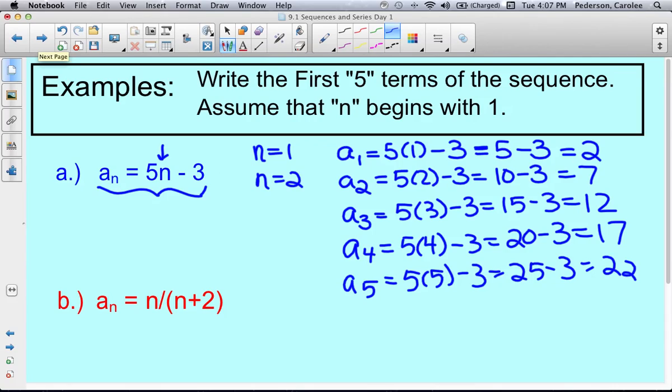And then we could write that sequence like this: 2, 7, 12, 17, 22. And there is our sequence that they give us.